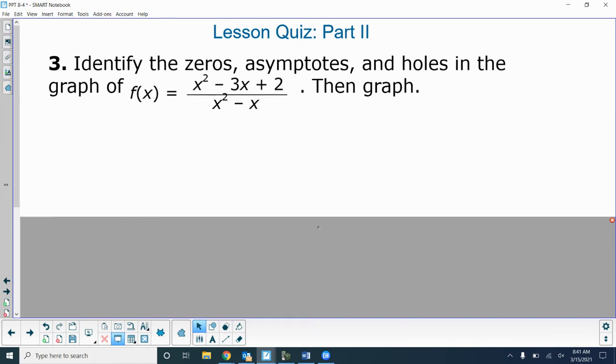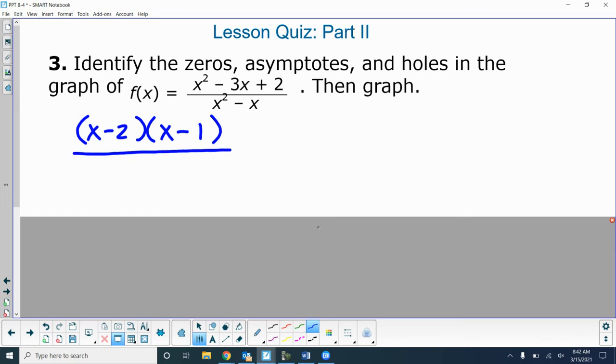So when I factor the top, I've got x times x. It's a regular trinomial, no GCF. And it's a -2 and a -1. -2 times -1 is a +2, and -2 plus a -1 is -3. In the bottom, the GCF is x, and then you can write x minus 1. So there it's factored.